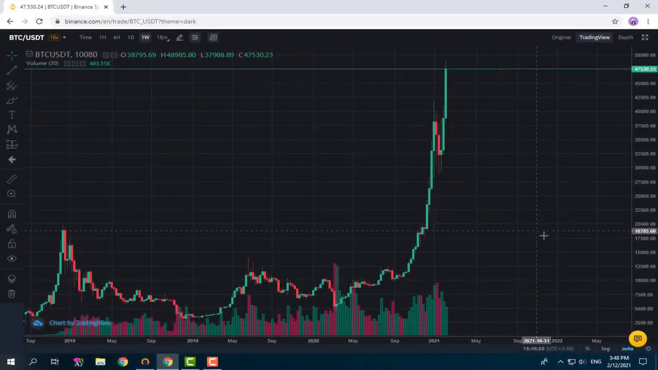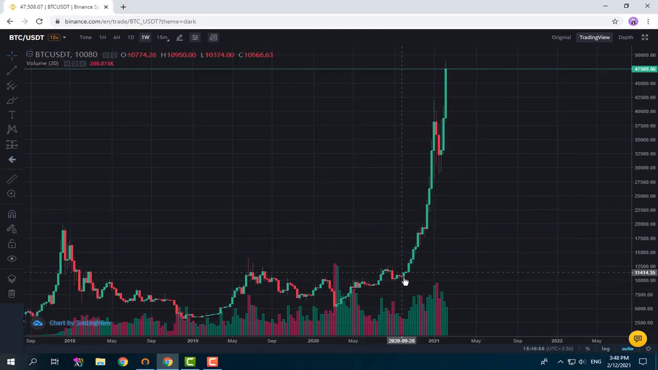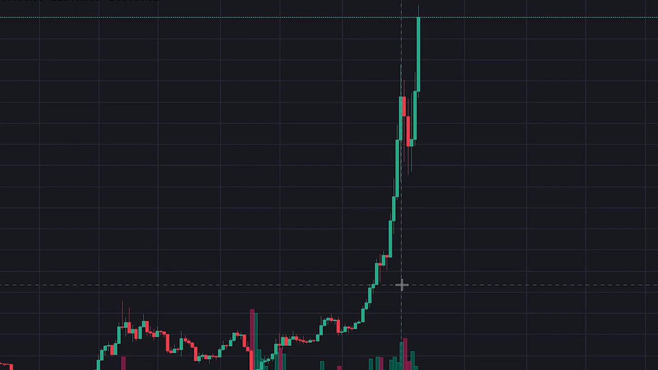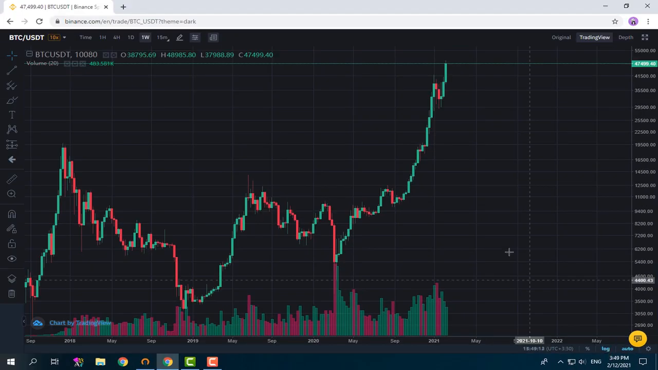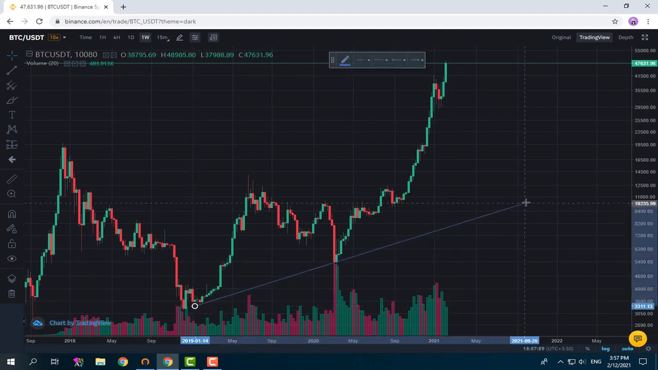First, let me change the scaling of the chart to log because we want to start with a longer time frame, the weekly time frame. As you can see here, we've had an exponential growth for Bitcoin recently. So in this context, a log chart better describes the price action. As you can see, in mid-January 2019, Bitcoin started advancing. Let me draw the trend line starting here.